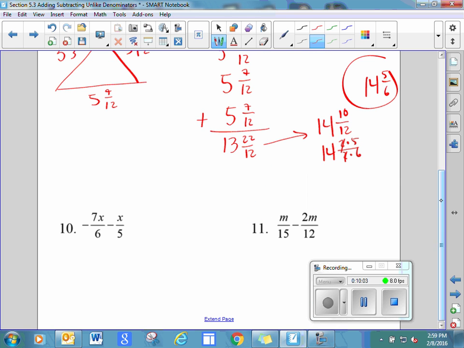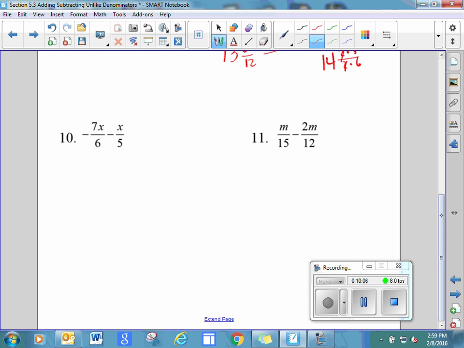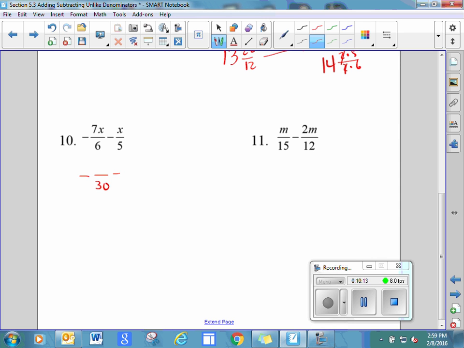All right, let's go back to some algebraic fractions. Again, 6 and 5 are not a common denominator. 30 is the lowest common denominator. I ask myself, how can I get from 6 to 30? Times 5. 7x times 5 is 35x. And again, I'm just bringing this negative sign down right here. I'm going to deal with him later. 5 times 6 is 30, so x times 6 is 6x.